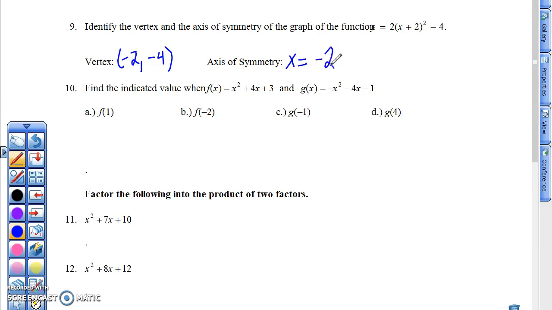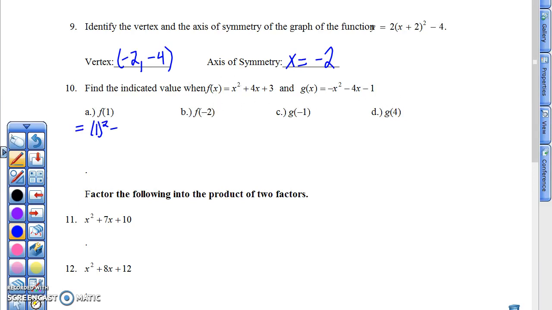2. Number 10, find the indicated value when f of x equals x squared plus 4x plus 3 and g of x equals negative x squared minus 4x minus 1. This is just evaluating functions using function notation. So I'm just going to use 1 as my input and plug that in for my x values of f and solve. I always input with parentheses just to be careful, especially when I get to these negative numbers.